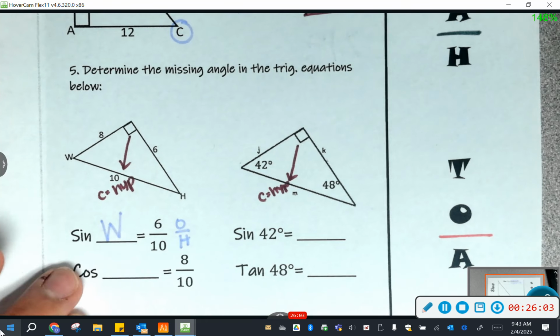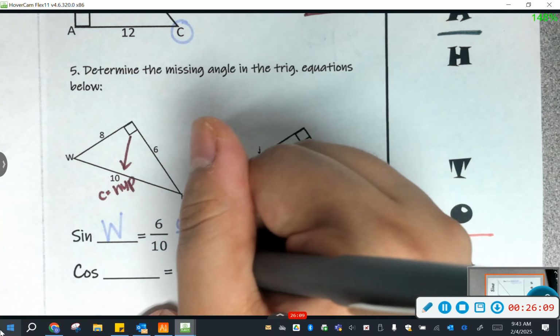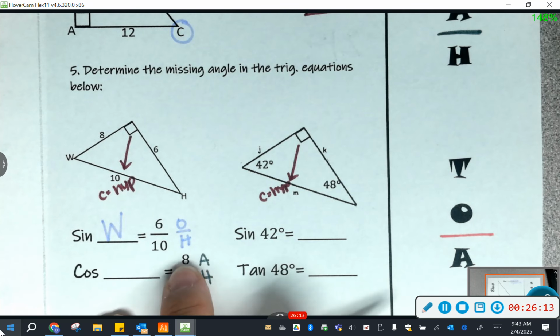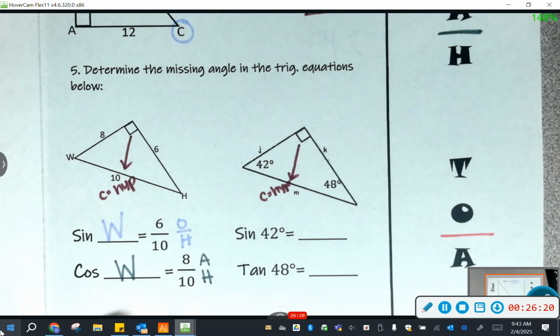It's right across. Next one, cosine. Cosine is what? Adjacent over hypotenuse. Again, 10 is my hypotenuse. What is adjacent to 8? What is right next to 8? W again is my answer.